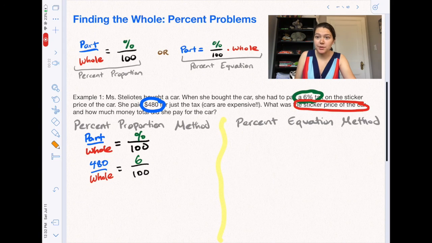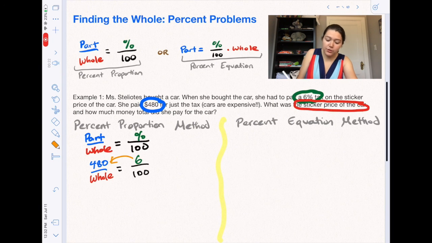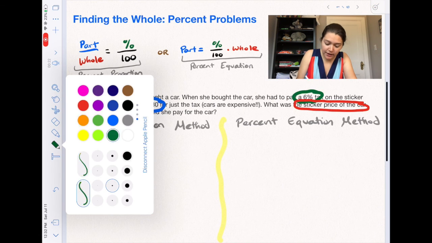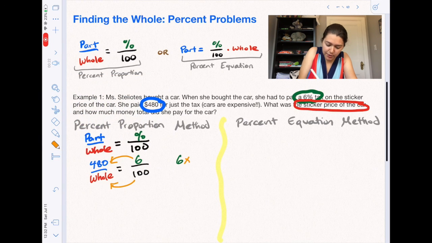So like usual, I'm going to be trying to find this factor I could multiply by to get from 6 to 480. And then once I figured out that factor, I can then multiply 100 by the same factor. That's how I would come up with my equivalent ratio in a proportion, and then that's going to tell me the whole. So off to the side, I'm thinking 6 times what number is going to be equal to 480.